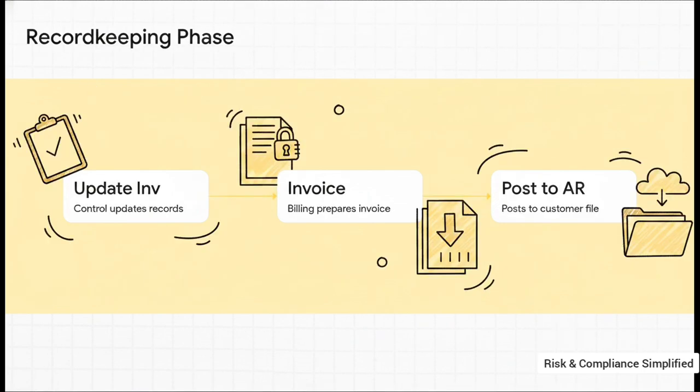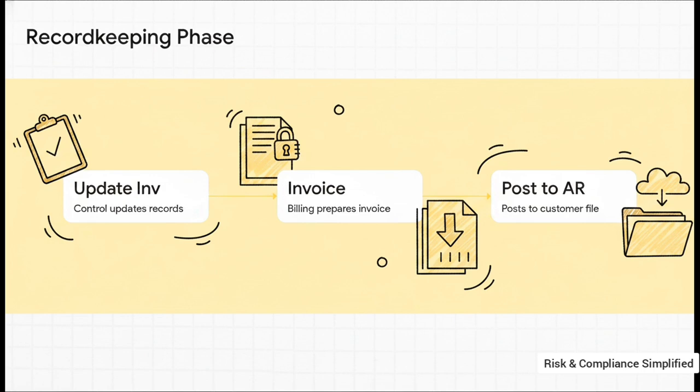Finally, we absolutely need a rigorous paper trail. After shipment, inventory control updates their records to reflect the pulled goods. Meanwhile, over in the billing department, they match the shipping documents with the approved order and prepare a sequentially numbered invoice. Then accounts receivable posts this to the customer's file. This entire phase represents the record-keeping function of ARC.